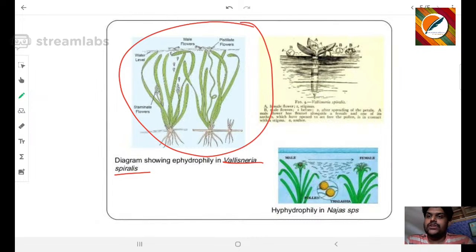So how then? So this is the stalk. You can see over here the female flowers. These are the female flowers, and this is the stalk.